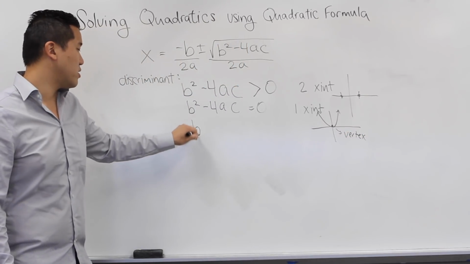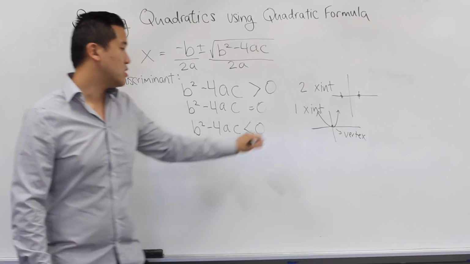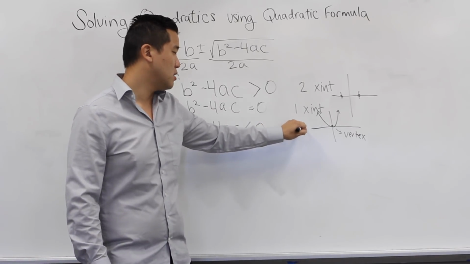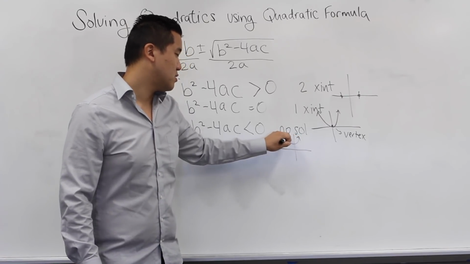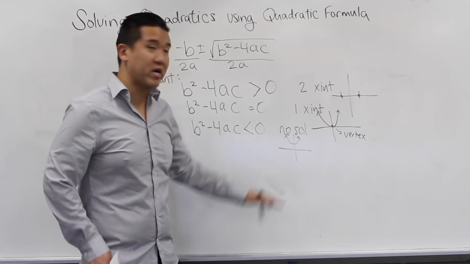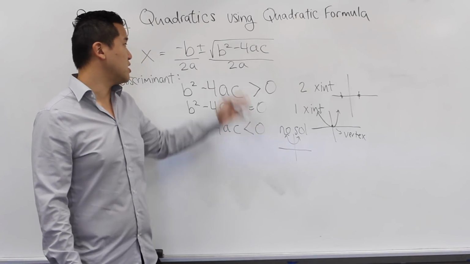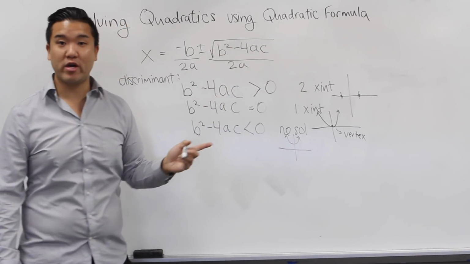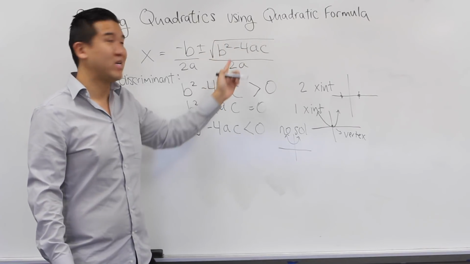And then if b squared minus 4ac is less than 0, then we have no solution. So your graph might look like this, where there are going to be no x-intercepts. The reason why there's no solution is because b squared minus 4ac is square rooted, so you cannot have a negative inside.